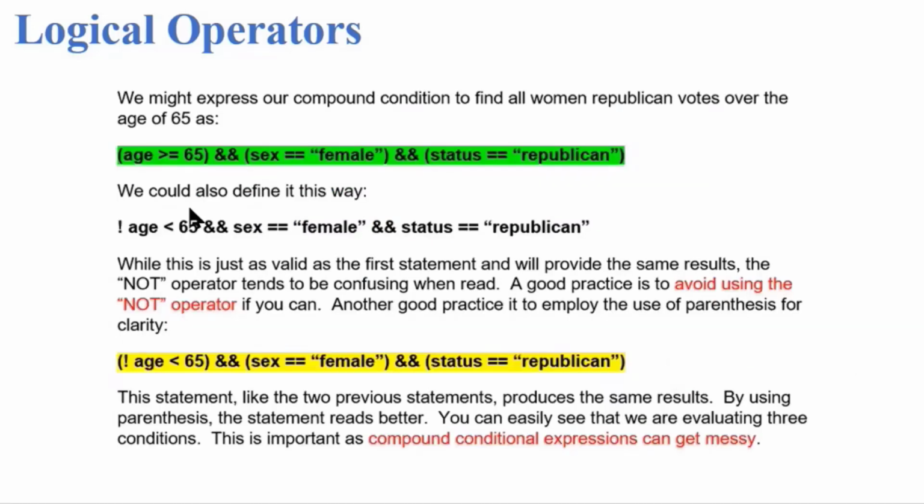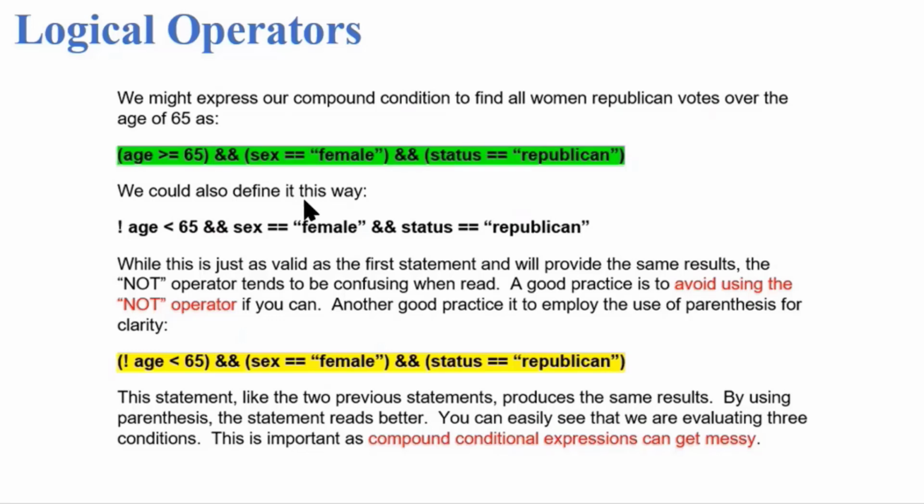And some examples might be like this. This is the same example going across here. We might express our compound condition to find all the women Republican votes over the age of 65 as age is greater than or equal to 65, and sex is set equal to female, and status is equal to Republican. This is kind of easy to read. You can kind of look, this is going to be true, and this is going to be true, and this is going to be true. In order for all 3 of these to be true, that's the only way you're going to be able to go into the next statement and move forward on there.